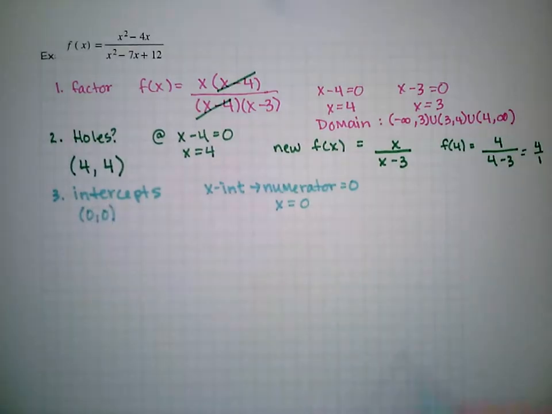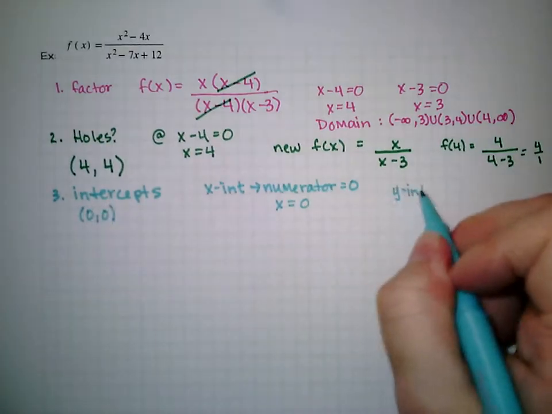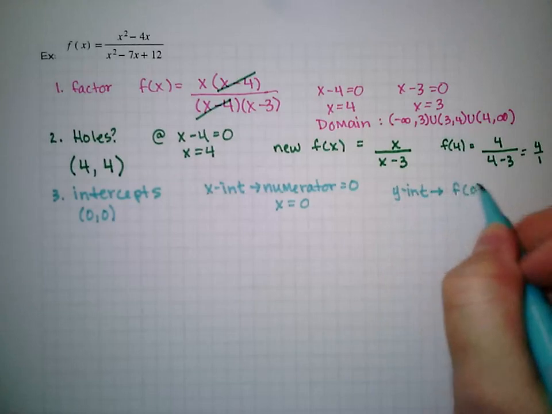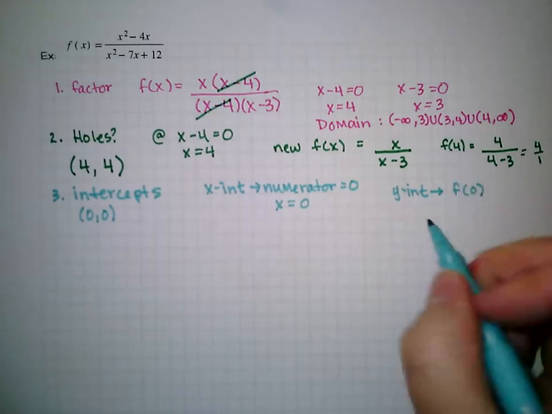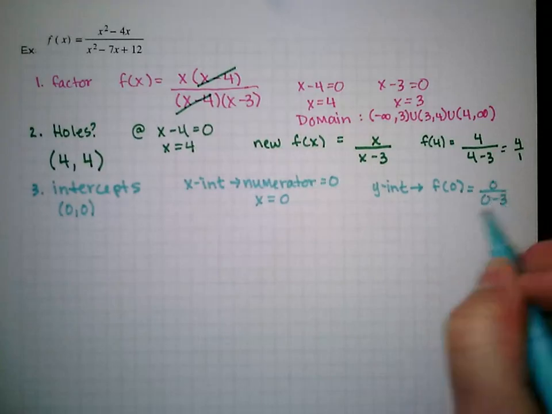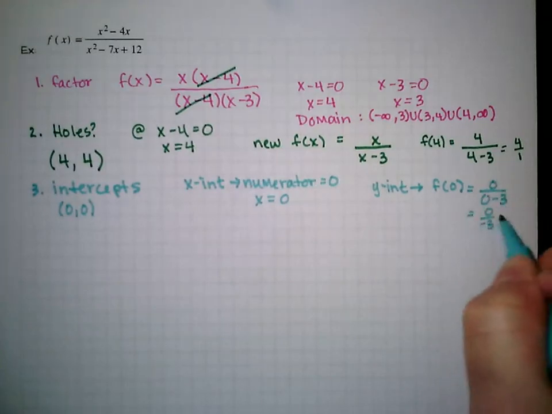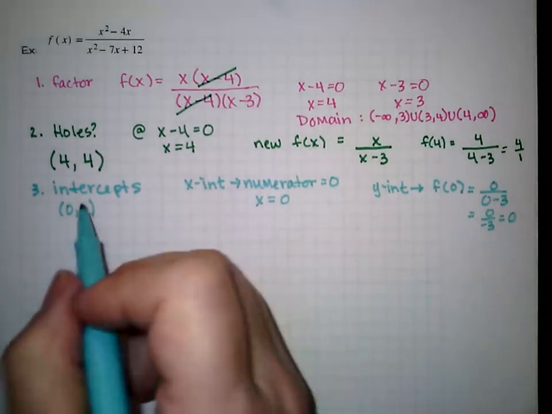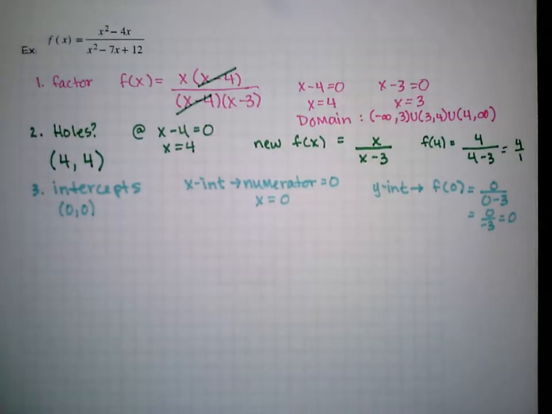To find your y-intercept, we're going to find f of 0. So that will be 0 over 0 minus 3, which is 0. So this one only has one intercept. The x and y intercept is the same value.